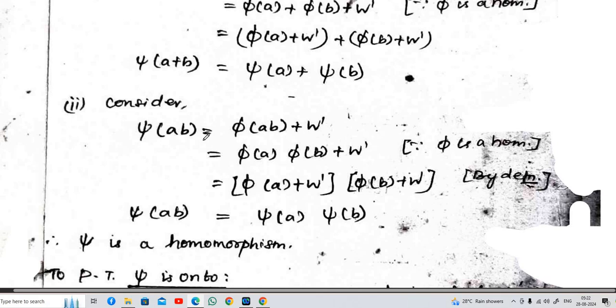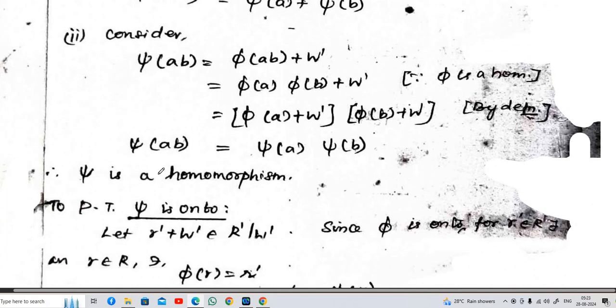And in the same way for multiplication also, psi of AB is phi of AB plus W prime. That is by the definition of mapping psi. So this is phi of A into phi of B. This W prime is retained as such. And by the definition of multiplication in any quotient ring, this is what we have. And this is nothing but psi of A, and this is nothing but psi of B. So your psi is a homomorphism.